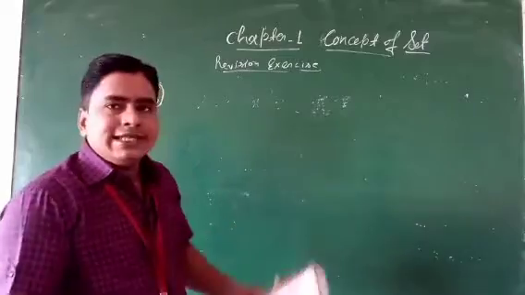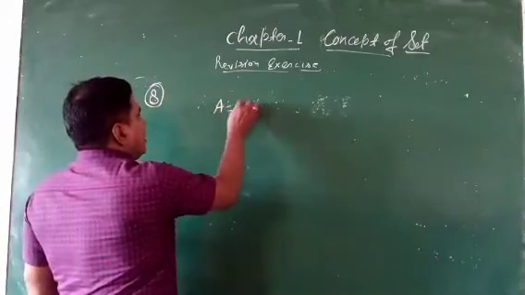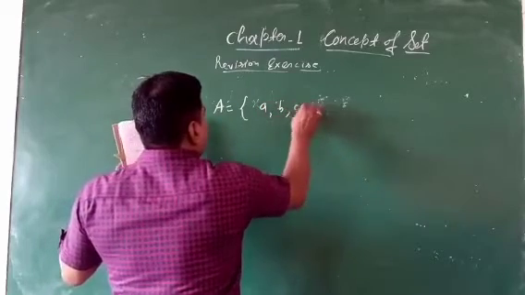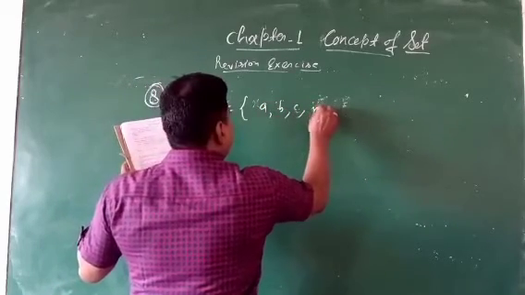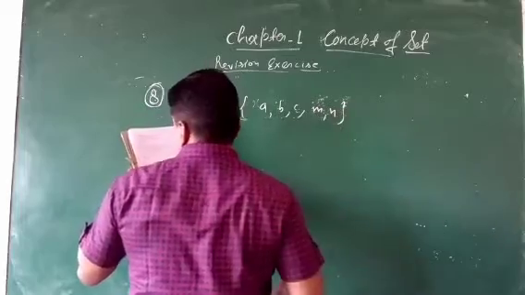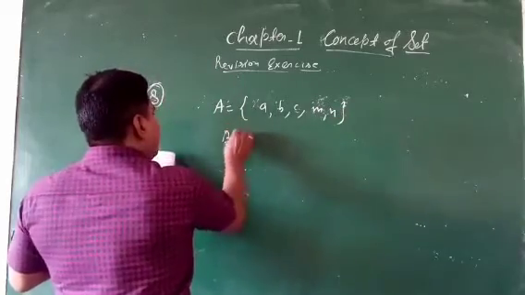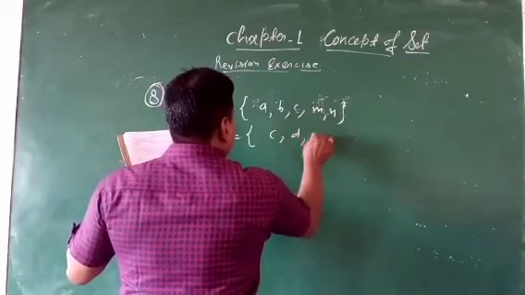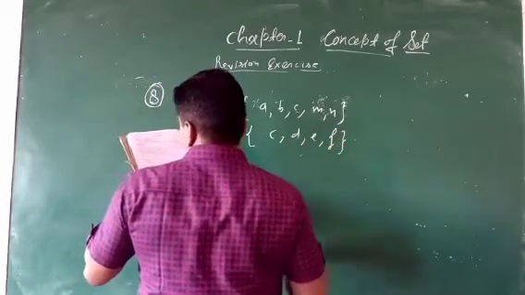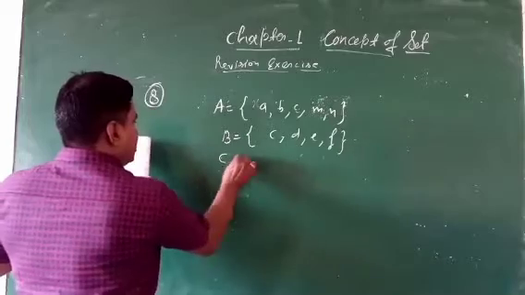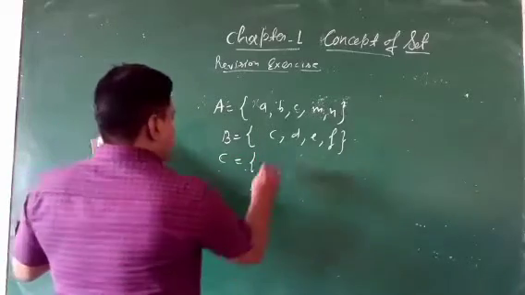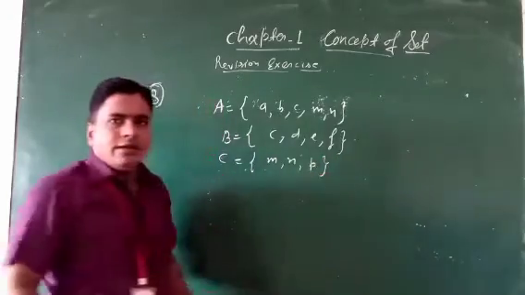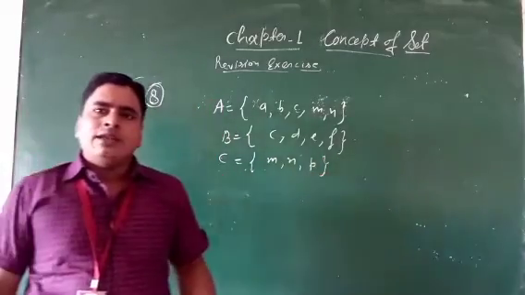8. A set A is given: A, B, C, M and N. Another set B is given: C, D, E and F. One more set C is given: M, N and P. Clear? 3 sets are given here.